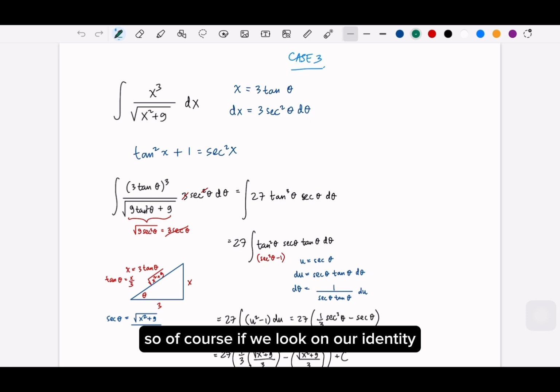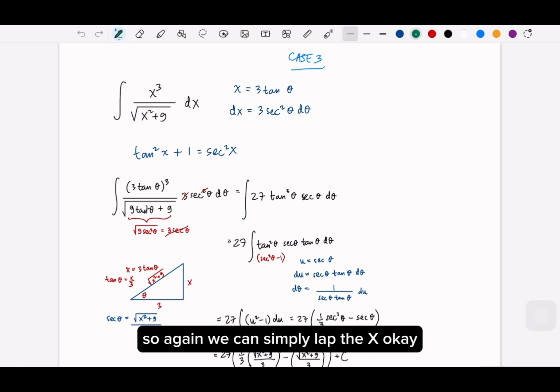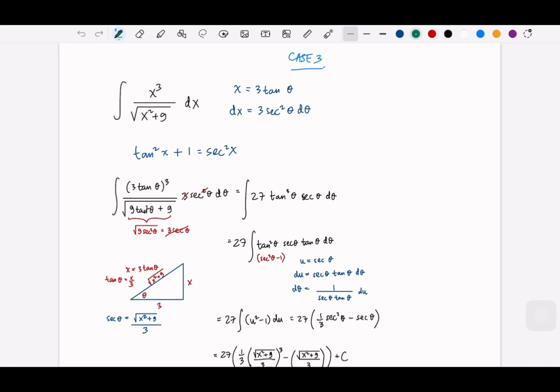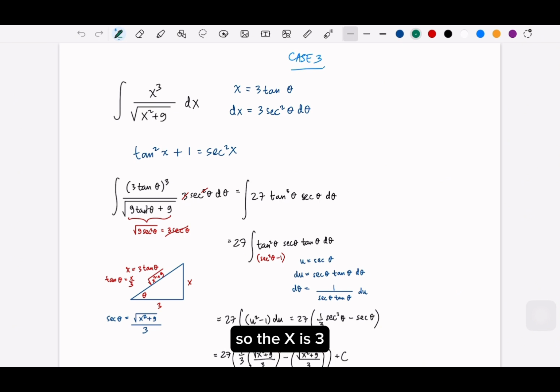So of course, if we look at our identity, this will be perhaps the most plausible way. For the x squared plus a constant, it will be best if we replace x with the tangent, right? So again, we can simply let x be replaced with the tangent. Or this should be 3 tangent theta because it has 9, right? So the x is 3 tangent theta.